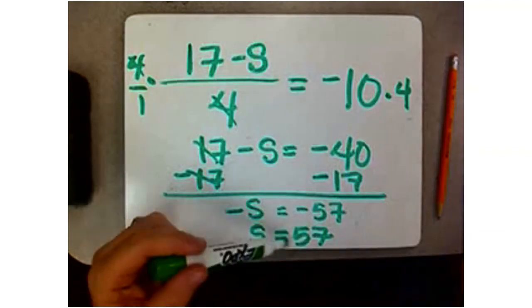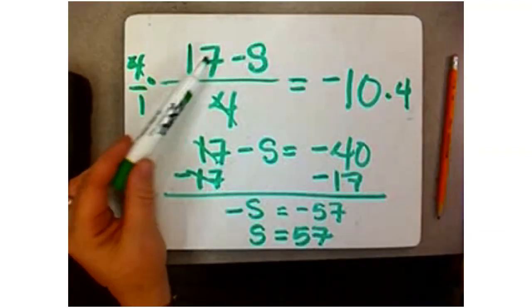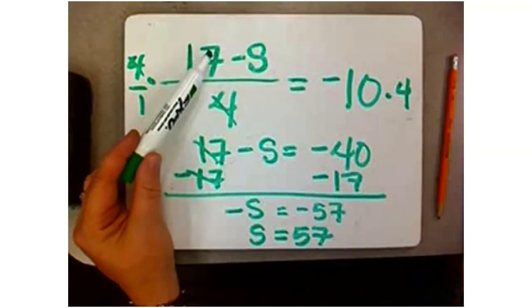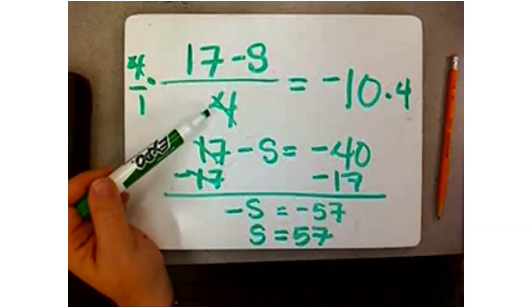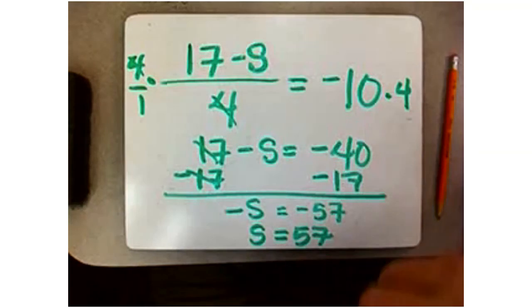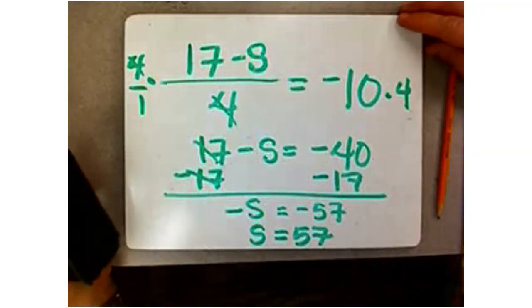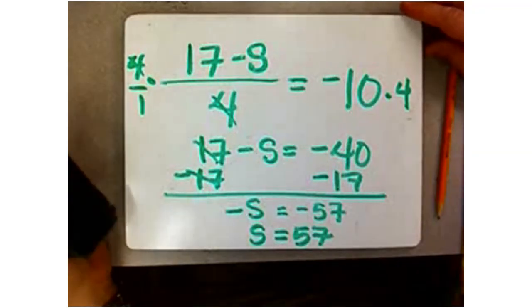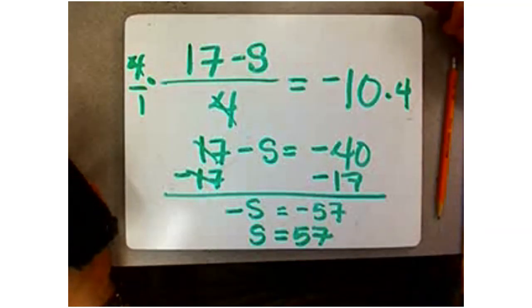If we plug 57 into our original equation, 17 minus 57 is a negative 40. Negative 40 divided by 4 is a negative 10. It checks, and we did it right. So there's a few problems you could do on your own to practice those multi-step equations and stay caught up with the class. I'll send you another video tomorrow on doing multi-step equations with variables on both sides.